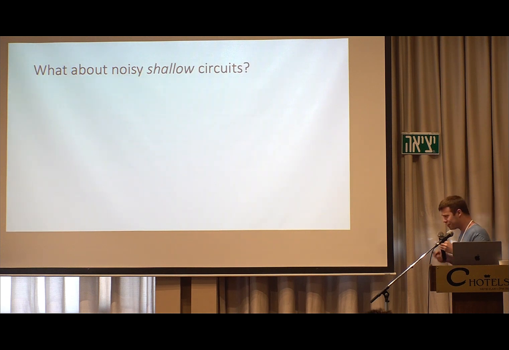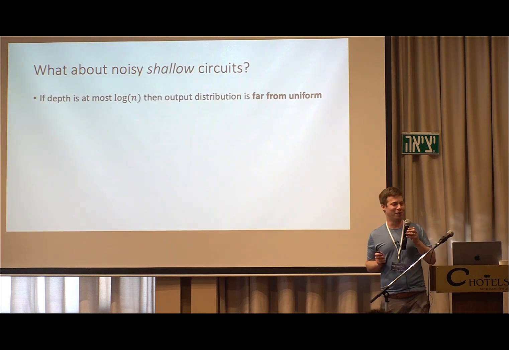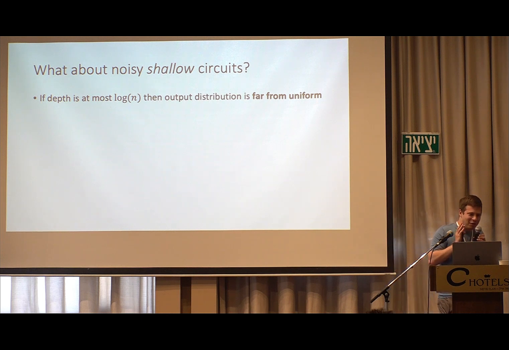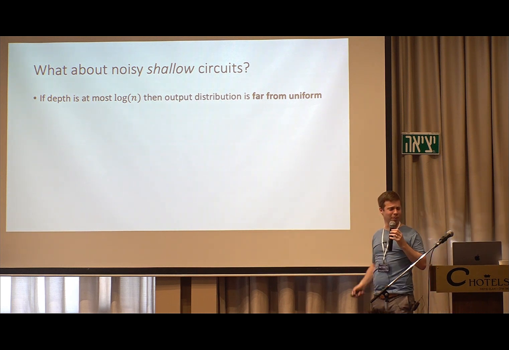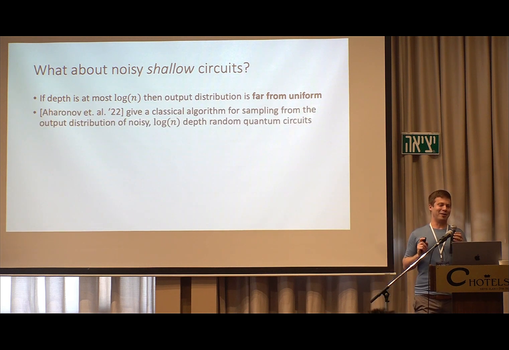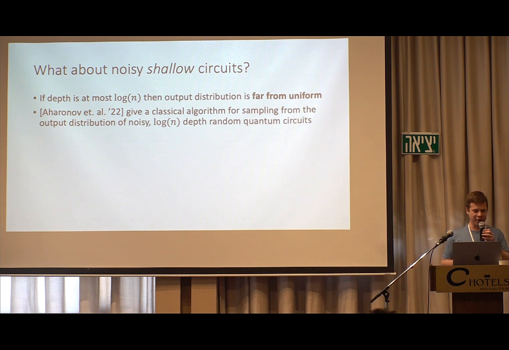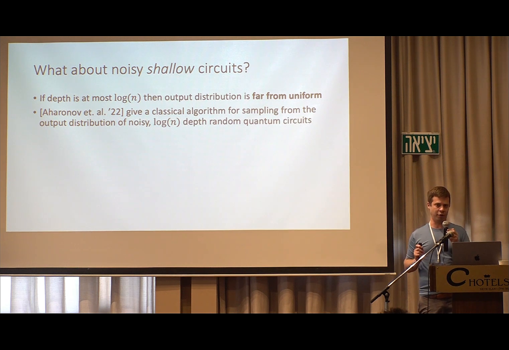But then you should ask, well, wait a second, what about shallow depth circuits? So if the depth is at most log, then the distribution is inverse poly far from uniform. It's also inverse poly close to uniform, but in particular, it's inverse poly far from uniform. Even here, a recent paper of Dorit and collaborators, a very beautiful result, gave a classical algorithm for sampling from the output distribution of noisy log depth random quantum circuits with depolarizing noise.